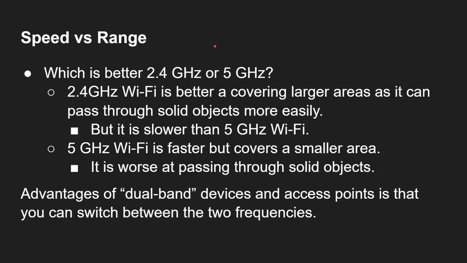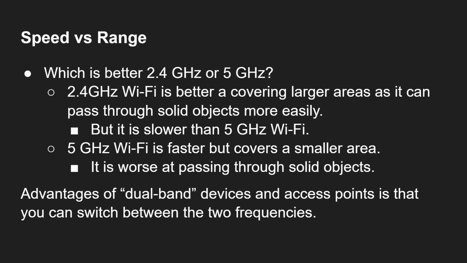So which is better, 2.4 gigahertz or 5 gigahertz? This is one of the questions you have to ask yourself as you're thinking about Wi-Fi equipment and what you're buying. So 2.4 gigahertz Wi-Fi is better at covering larger areas, and that's because at that frequency the radio waves can go through solid objects more easily. So, if you build yourself a Superman lead-lined room, it's not going to go outside of that. But if you're talking about walls, if you're talking about partitions, then 2.4 gigahertz will do better.